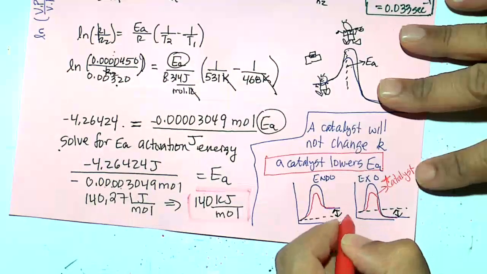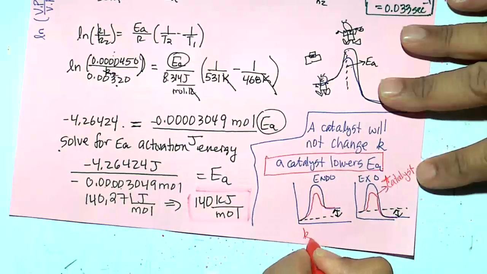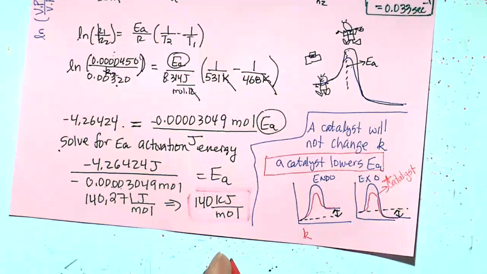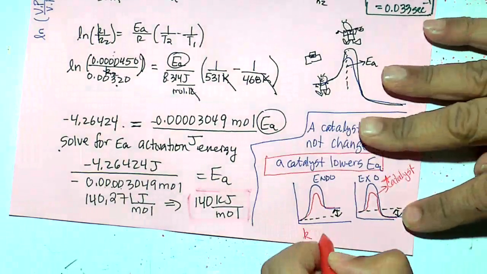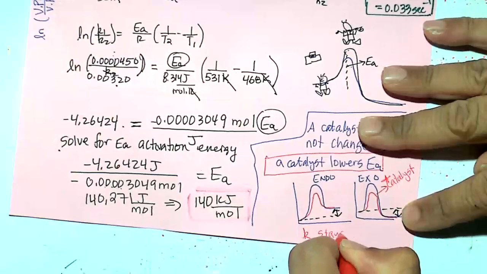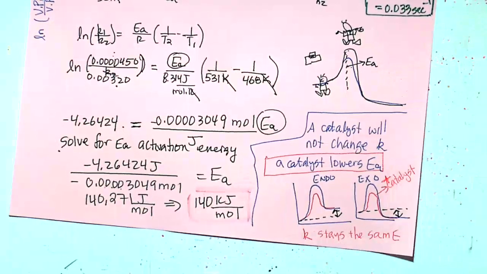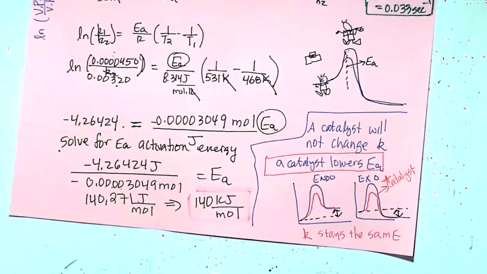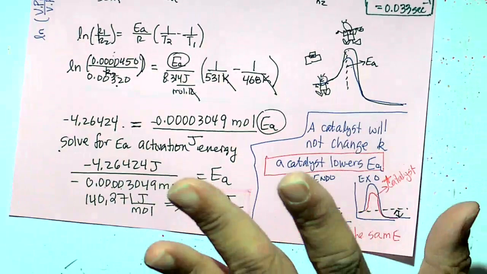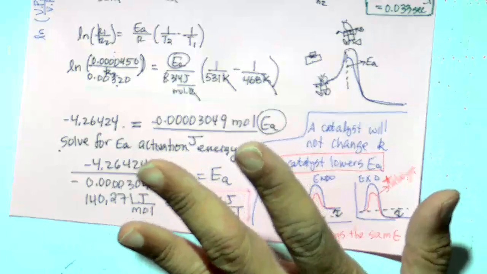The reaction rate doesn't go faster just by messing around with K. The reaction rate goes faster by lowering the activation energy. So K stays the same. So this is the end of chapter 13.